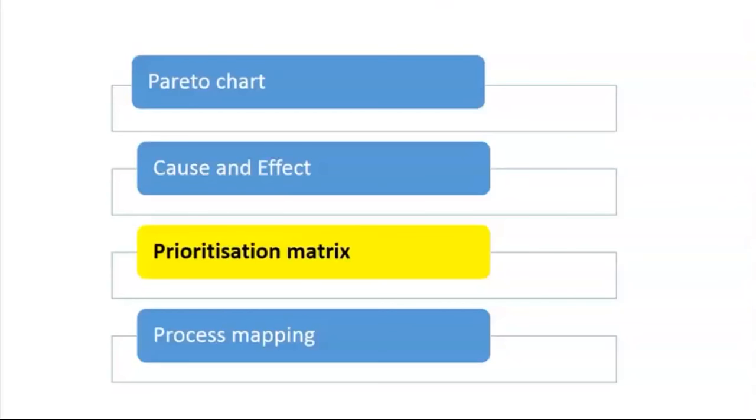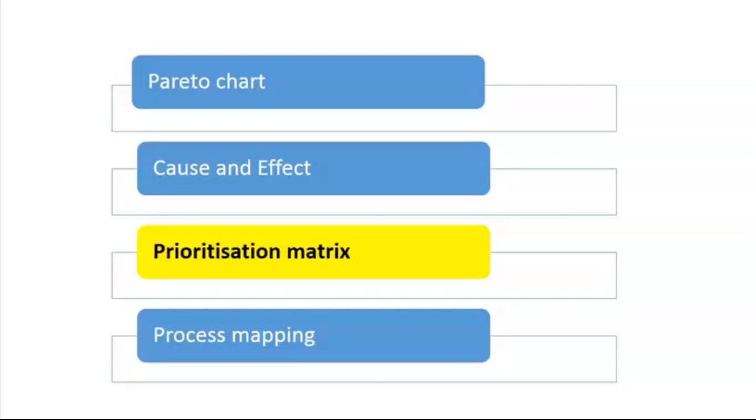Okay, before I move on to prioritisation matrix, that's easy to say if your teeth aren't falling out. Does anybody have any questions or hints and tips about cause and effect diagrams? Okay, if anything occurs to you, just pop the questions into the boxes as we're moving on.